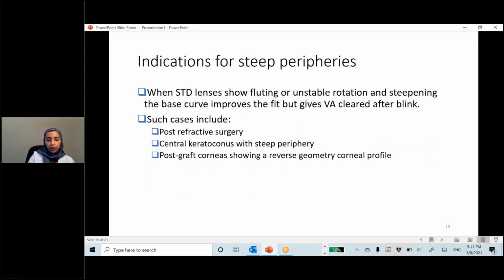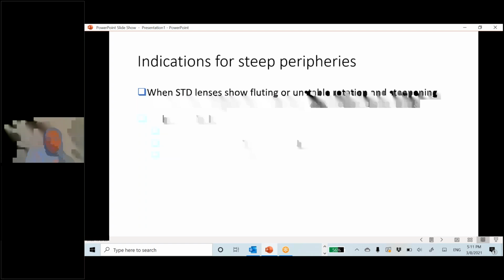So when would you actually change the periphery independent of the base curve? In those cases like the reverse geometry profile that you have, say for instance, I select the 8.6 standard lens for this particular patient here. You would not be able to see this behind the slit lamp, but you can see in theory that this lens is too loose in the periphery.